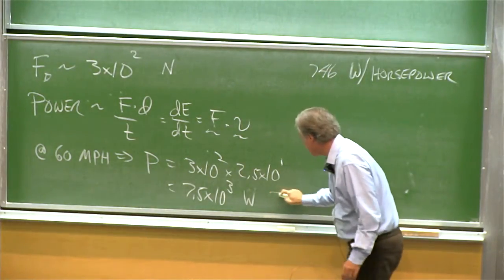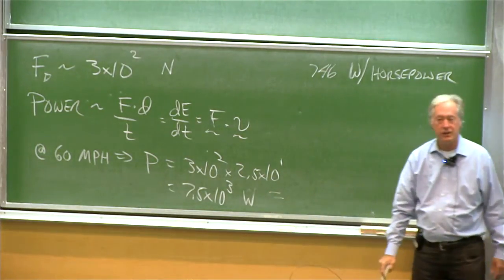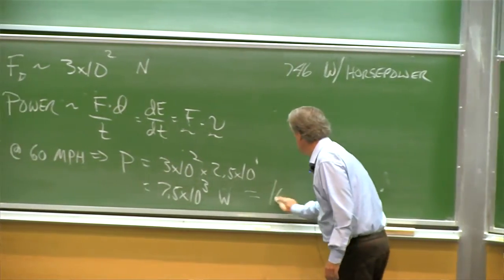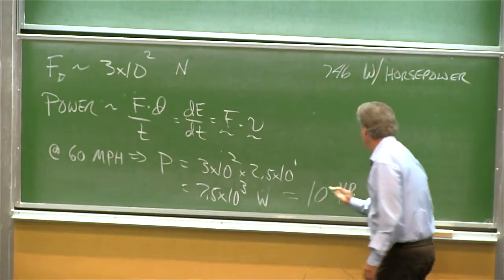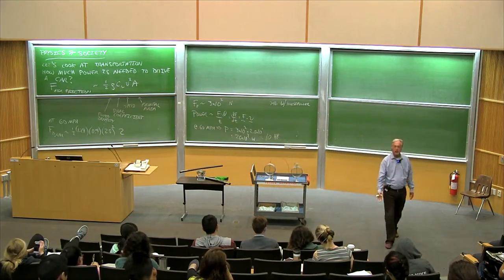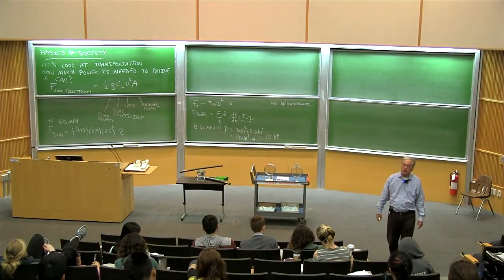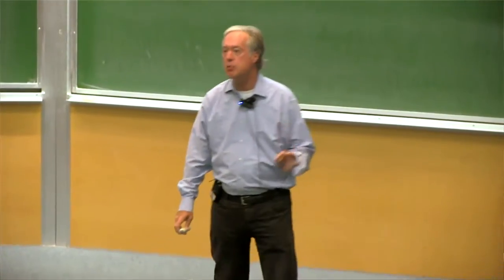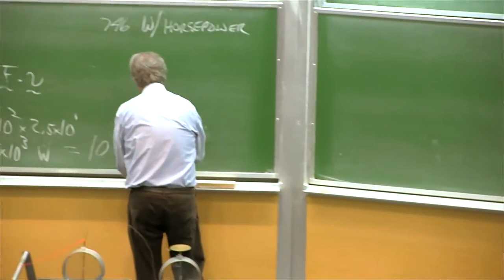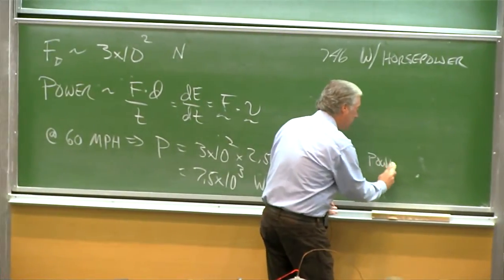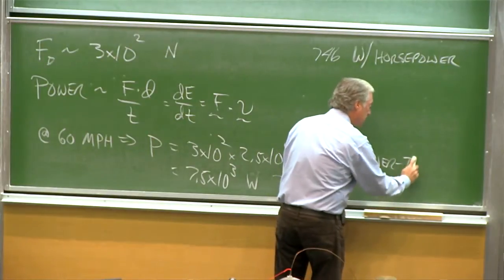So this is equal to 10 horsepower. As a rule of thumb, we need to provide work on the ground of 10 horsepower to go 60 miles an hour. This is independent of the type of power source, right? Independent of power source, or power type independent.